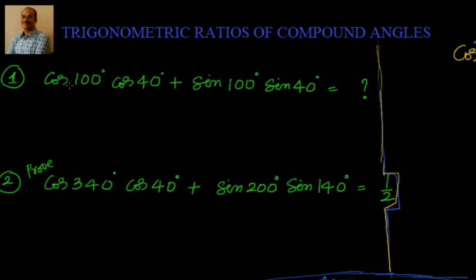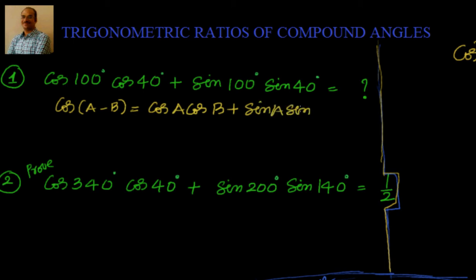Okay, right. Now what is this formula? Cos A, you can say 100, 100, 40, 40 and there is plus here. So this is in the form of cos A cos B plus sin A sin B. Now what is the formula for that? The formula is, the equation we know is cos of A minus B is equal to cos A cos B plus sin A sin B.